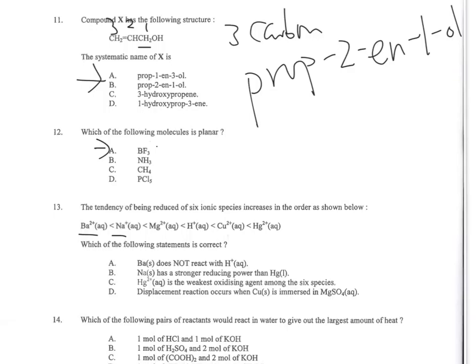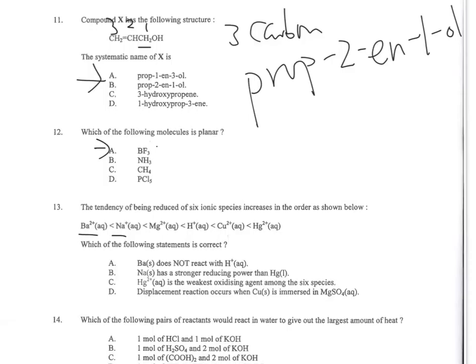So Ba does not react with H+? Since H+ is more readily reduced, when you put a metal Ba into H+, it will be more ready to be reduced to become H2. So that's why A will be an incorrect statement. Ba actually can react with H+.